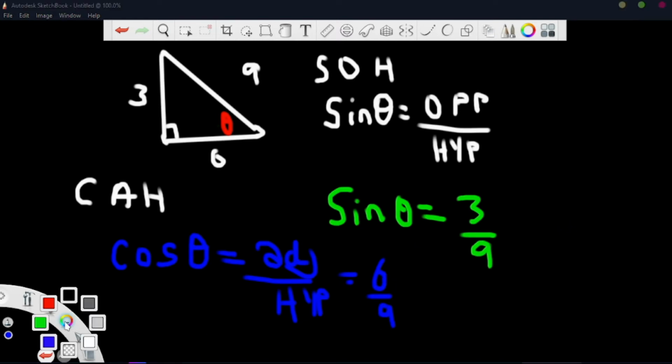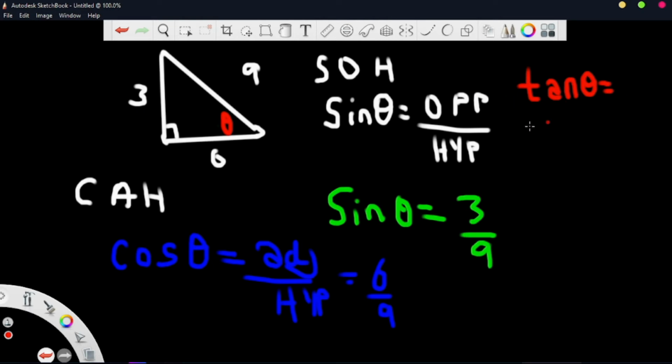Now let me find my tan. Tan of theta is equal to, what is my tan? We know that tan comes from the ratio Toa. I'm just going to write this here. This is my O. Tan comes from the ratio Toa, which is opposite over adjacent.